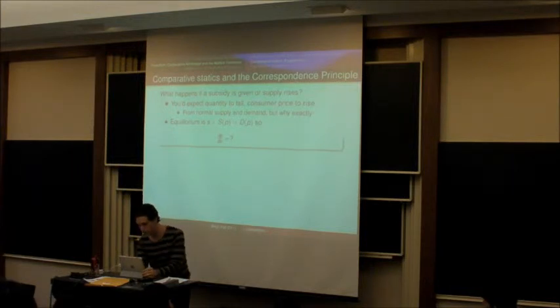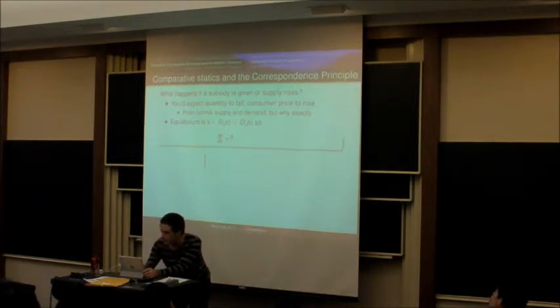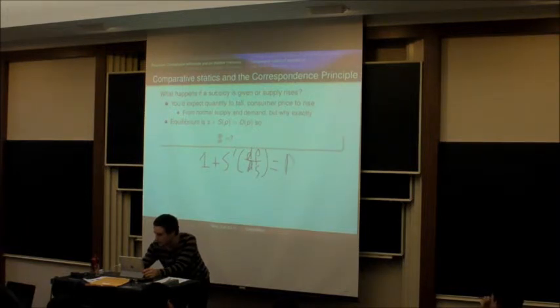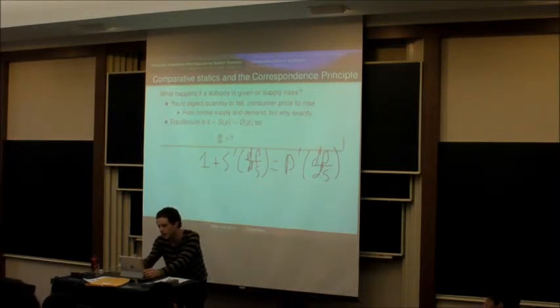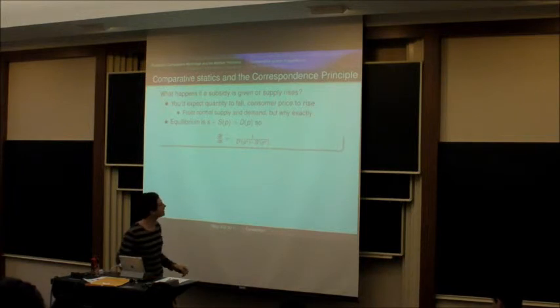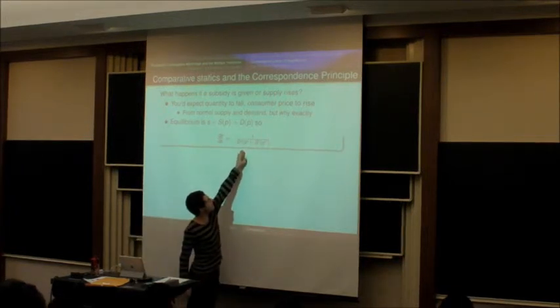Well, we take the derivative of both sides of this, right? So we get that 1 plus S prime times dP/dS is equal to D prime times dP/dS, right? And then we can put these both on the same side, divide through, and we get that dP/dS is equal to 1 over D prime minus S prime.